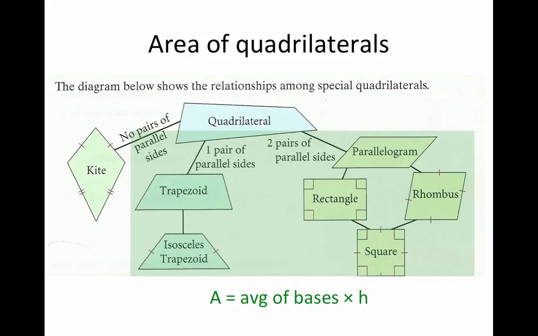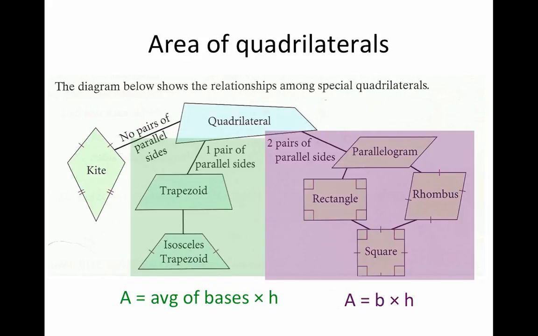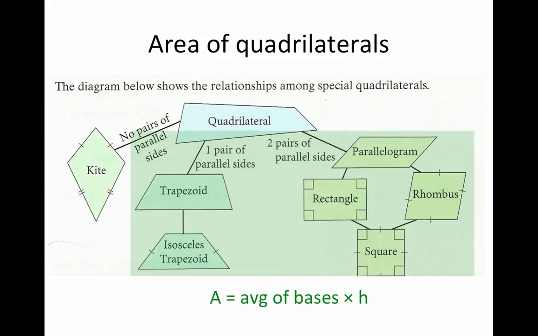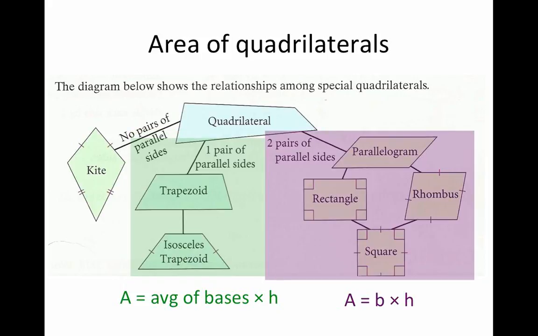Because for a parallelogram, both bases are equal. So the average of the 2 bases is still just the 1 base. So on the right-hand side, I can just call it base times height. That's a lot easier to remember. But if I wanted to, I could just remember it as the entire thing, whether it's a trapezoid or a parallelogram, as the average of the bases times the height. But I think this is probably easy to remember, so we'll leave it like this, that it's just base times height. But for a trapezoid, it's the average of the bases times height.